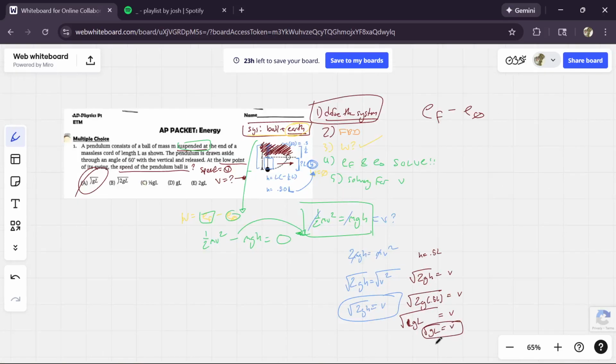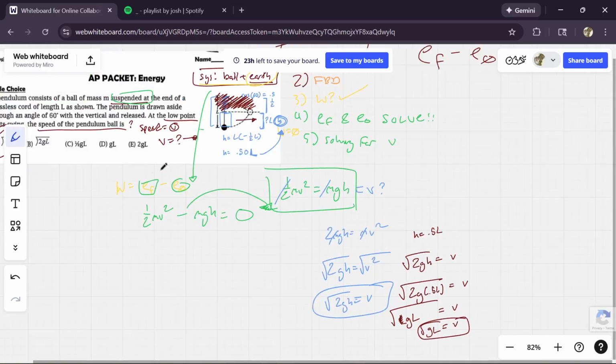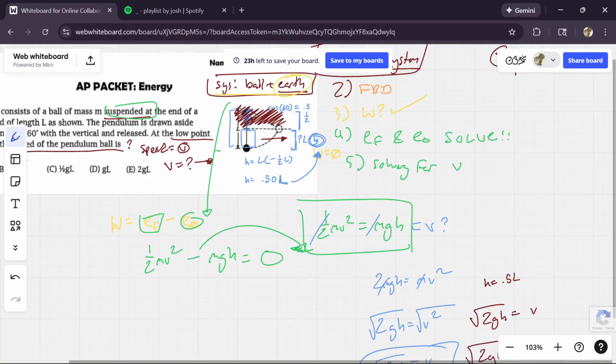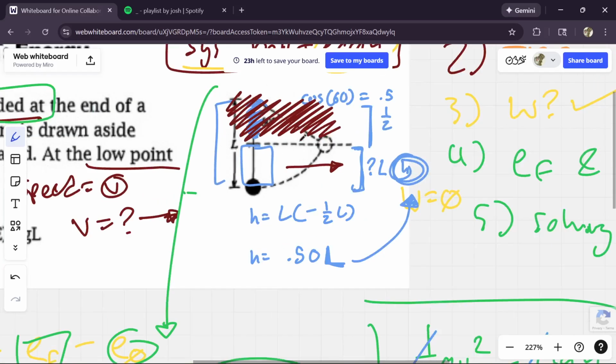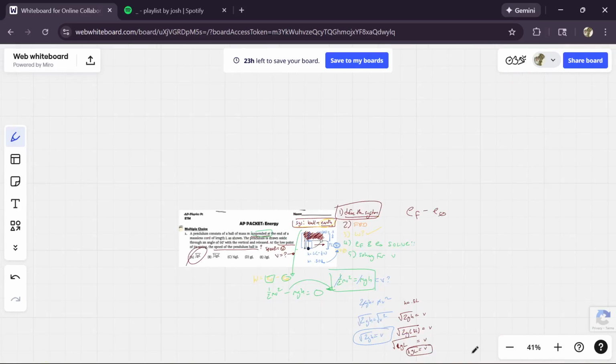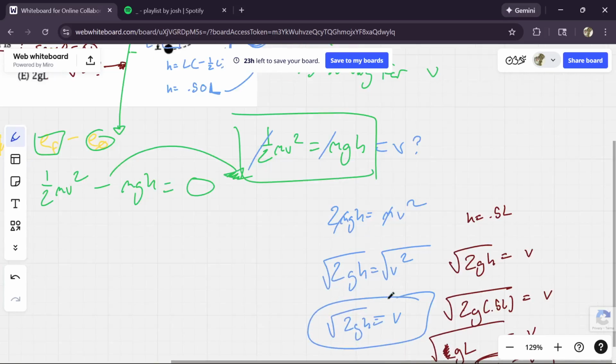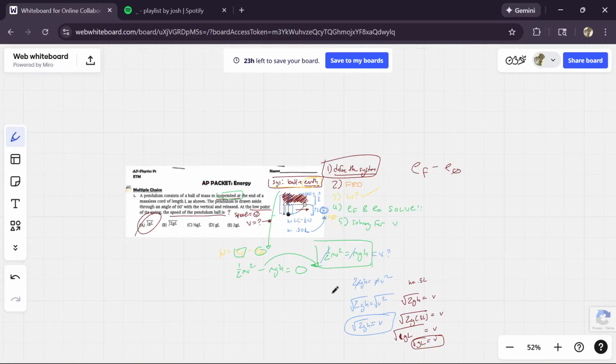And make sure you get the answer in terms of the answers provided to you. If they give you information like L and this 60 degrees here, you always want to figure out how to use it, because if you just give them square root 2gh, you're going to get cooked.